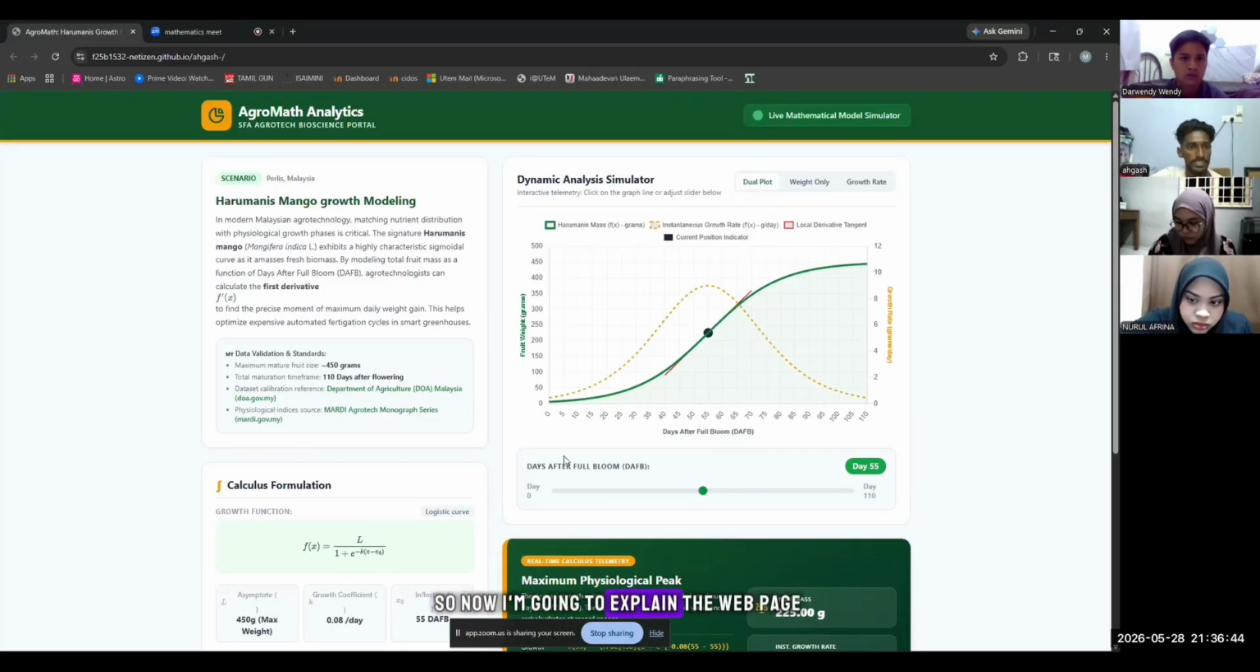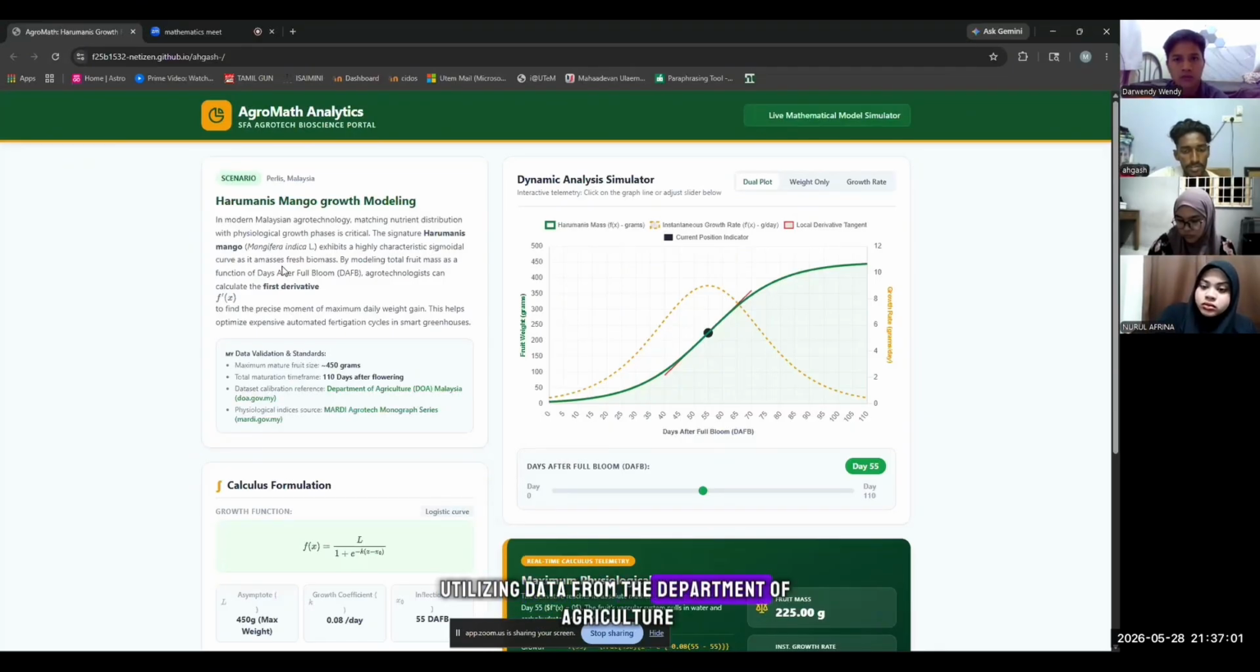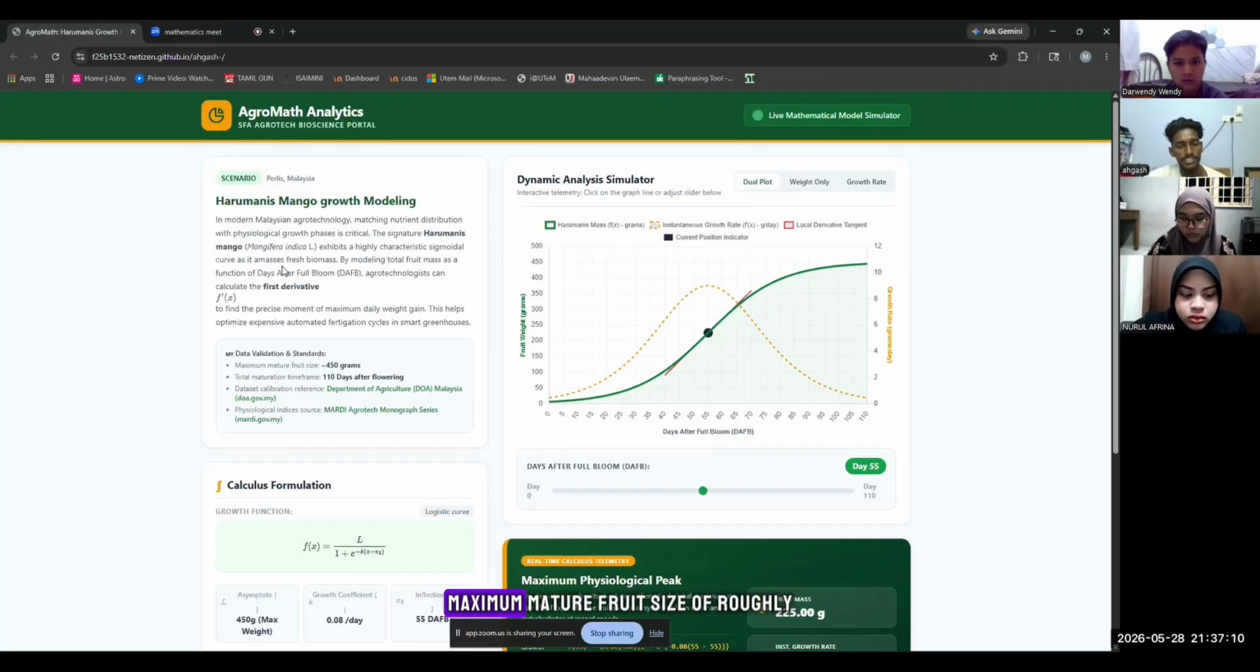So now I'm going to explain the web page. In point 1, the scenario data validation panel on the top left, we established our biological baseline. We have validated our parameters against official Malaysian standards, utilizing data from the Department of Agriculture, that is DOA, Malaysia and MOHD. This ensures our model is anchored to the real-world maximum mature fruit size of roughly 450 grams over a 110-day time frame.